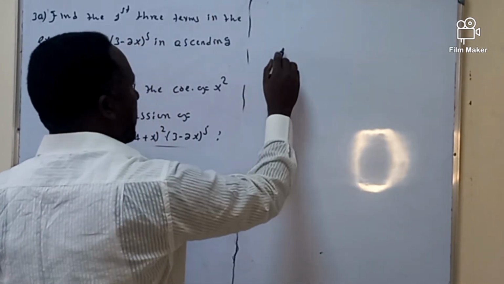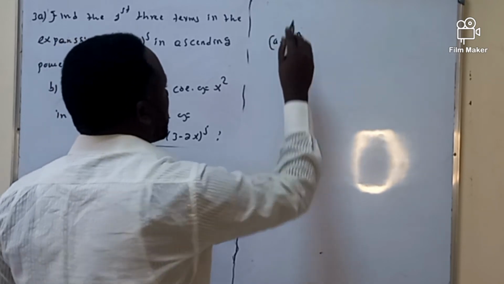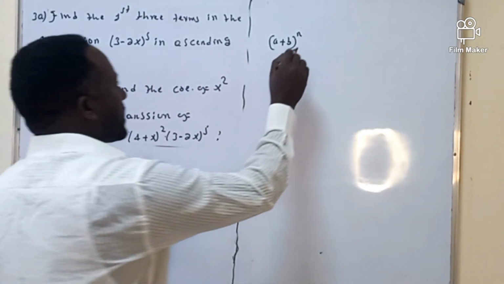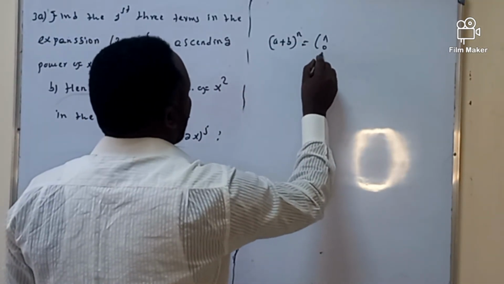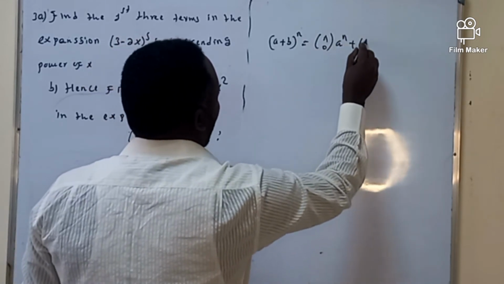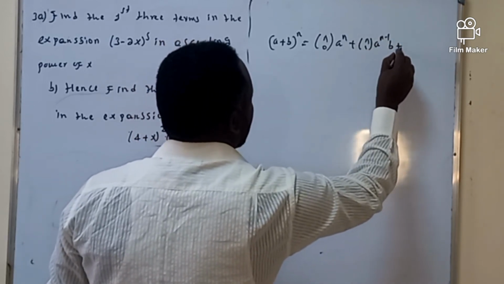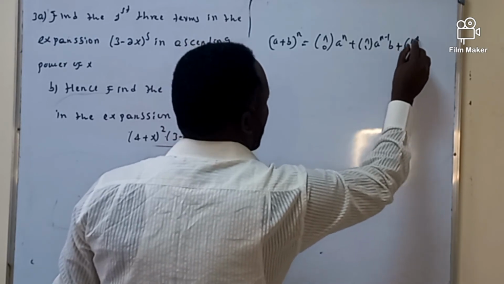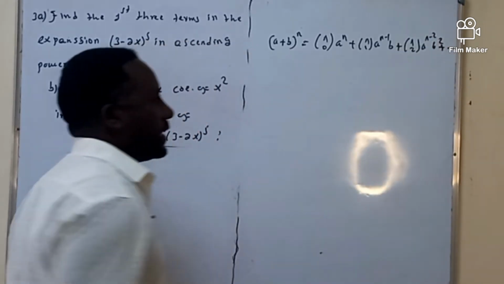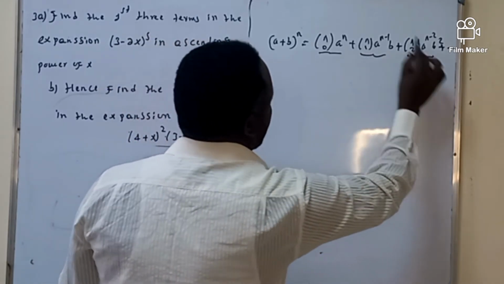Look at this point. For example, if we have (a plus b) raised to n, how are we going to expand this one? When we are expanding this, it is always given by the combination of n objects, 0 taking 0 at a time, a raised to n, plus combination of n 1, that's a raised to n minus 1, b, plus the combination of n 2, that's a raised to n minus 2, b squared, plus and so on this way. So you know that this is the first term, this is the second term, and this is the third term.